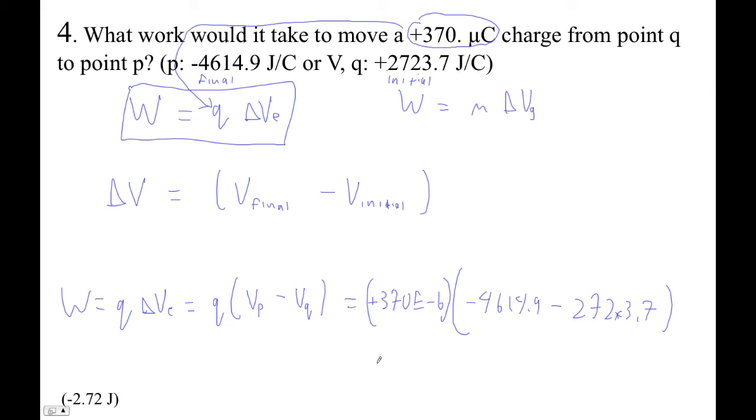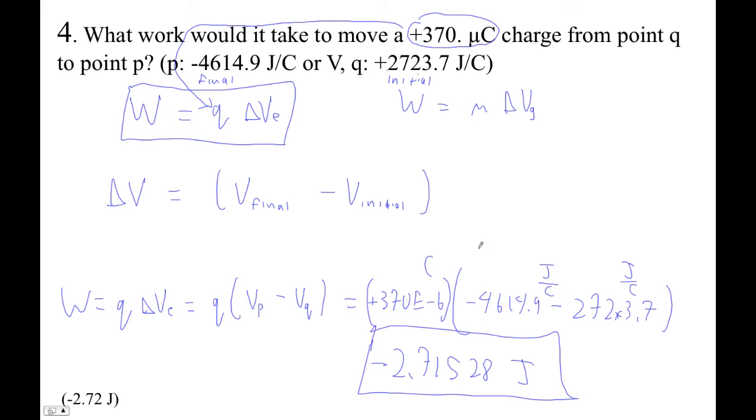And I'm getting that the amount of work is a whopping 2.71528 joules. Right? So this is coulombs. These are all joules per coulomb. And coulombs times joules per coulomb is just joules. So just remember that it's always final minus initial is your change in potential, whether it's gravitational or electrical, right? And just clearly show your work so that if you messed up these potentials from before, at least I can tell whether you're doing it right. Okay?